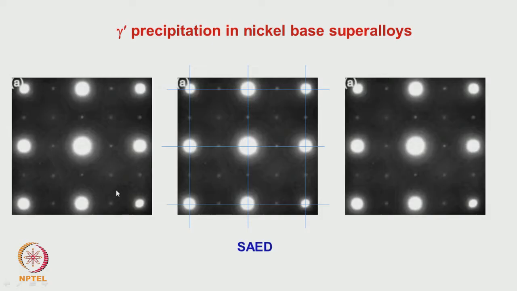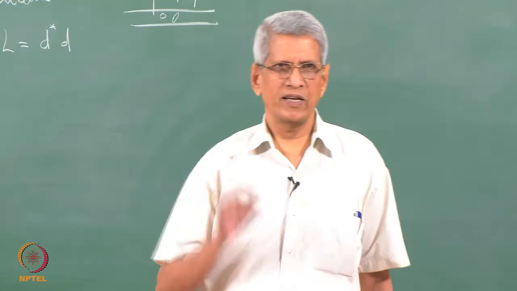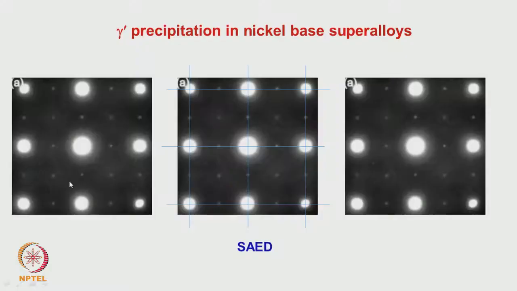Then I mentioned that using stereographic projection, you can index them without any ambiguity. All the spots could be indexed correctly. Once such an indexing has been done, we have to try to identify first how the periodicity is there in the lattice. That's the first step. This is one which is periodic. Then there are other spots. What is the periodicity which is associated with that?